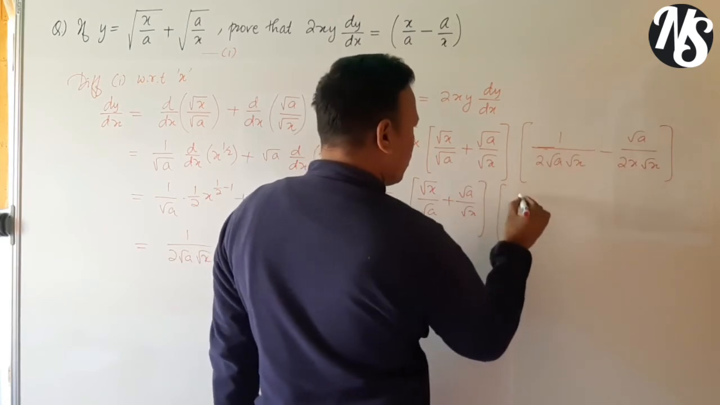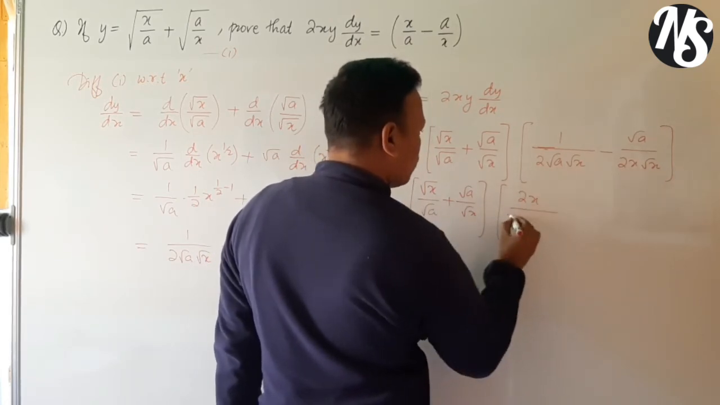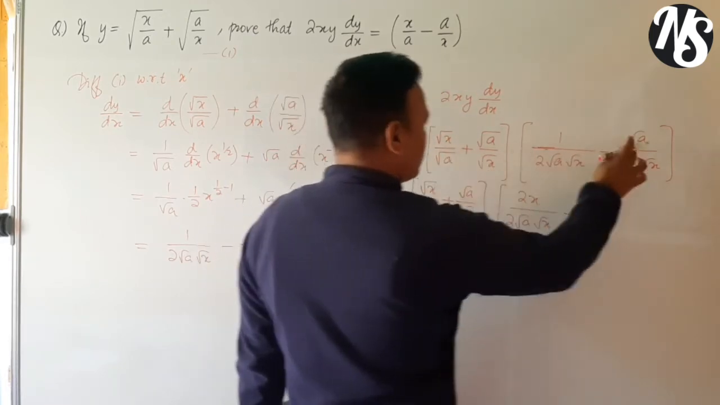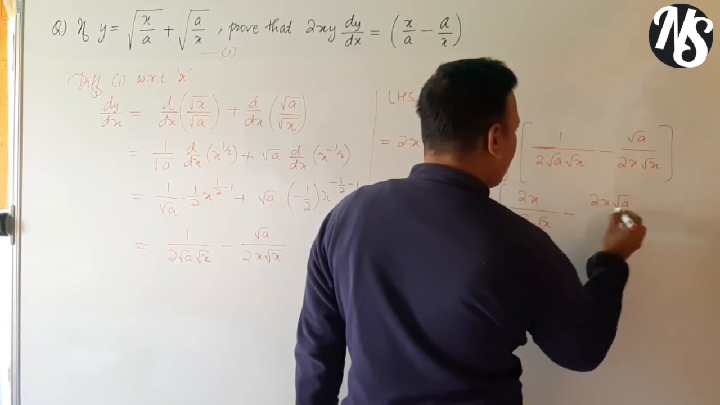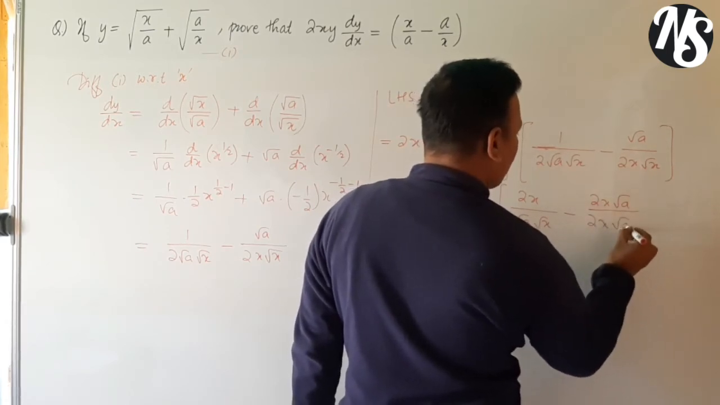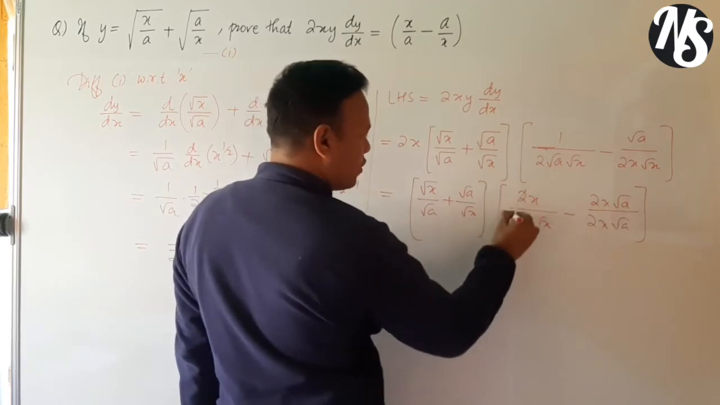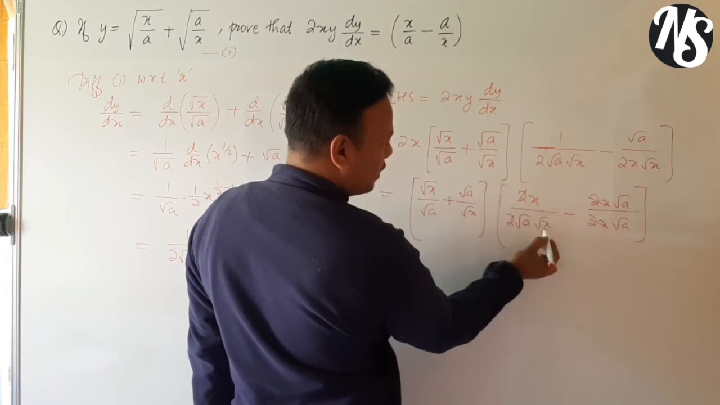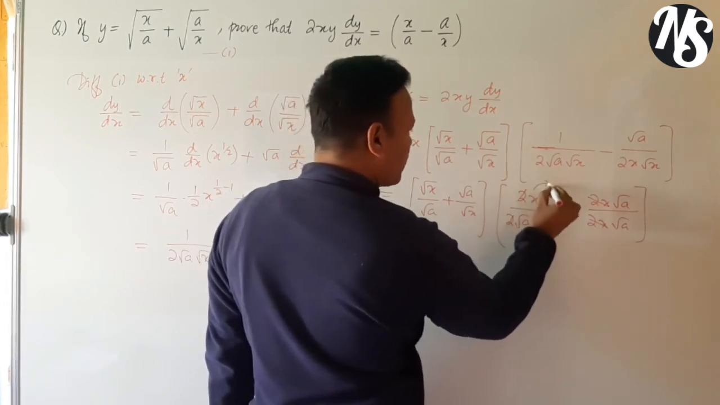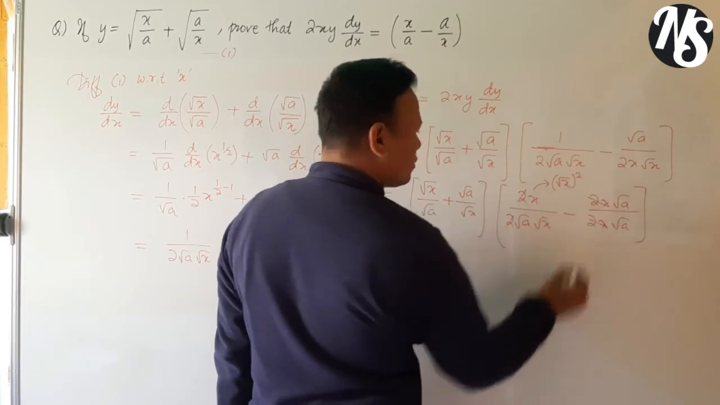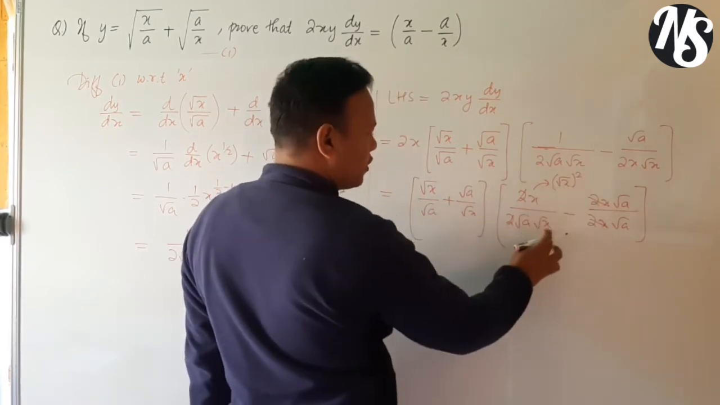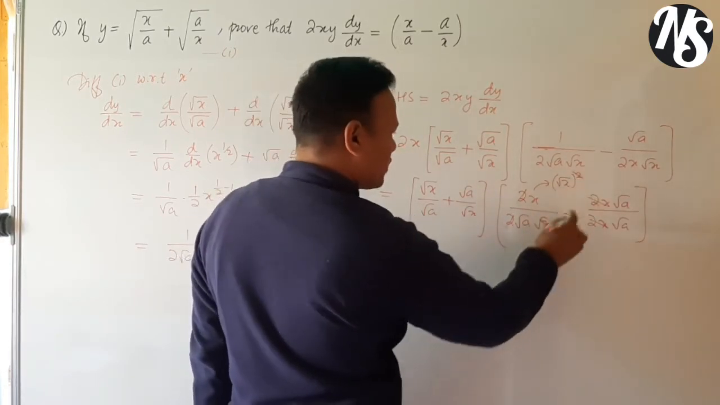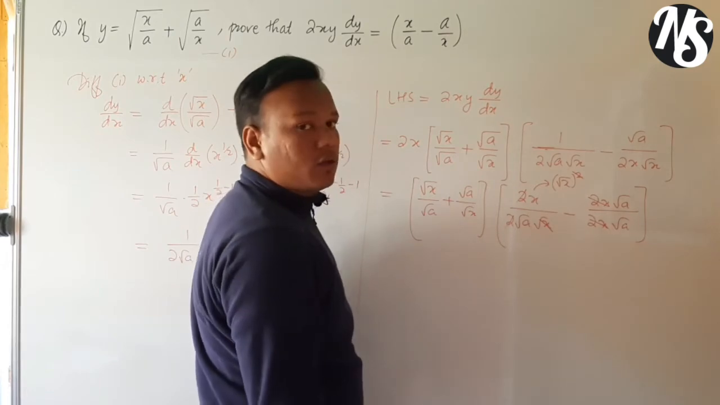So this becomes 2x by 2 root over a root over x minus, we have 2x into this, which is 2x root over a by 2x root over a. Okay, so 2 and 2 get cancelled, 2x and 2x get cancelled. This x and this square root of x, you know that this x can be written as square root of x square. So square root of x square is in the numerator and the denominator contains root x. So this and 1 get cancelled.